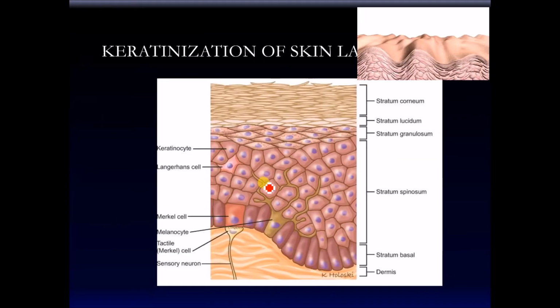Now here's the epidermis in greater detail. So all of this from here to here is the epidermis. This layer over here is very important. That's the basal layer that's giving rise to all of these cells that migrate over here.